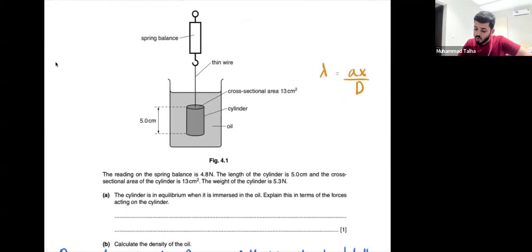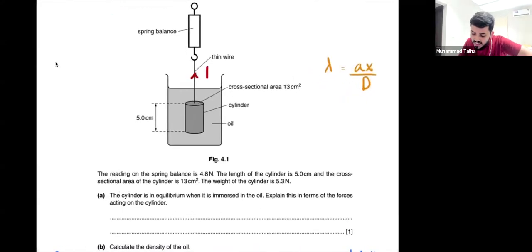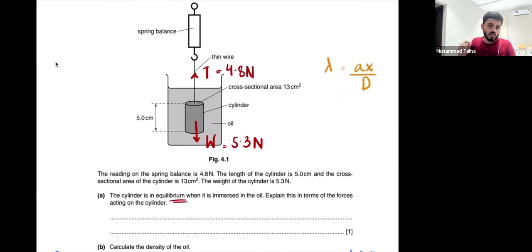The first thing you have to note is that what the spring balance reads is really the tension in the wire, which is 4.8 Newton. The length of the cylinder is given, the cross-sectional area is given, and the weight of the cylinder is also given. So the other force is this weight, which is 5.3 Newtons. Just by looking at this, you know that for this to be in equilibrium, there must be another upward force, and that should be equal to 5.3 minus 4.8, which is 0.5 Newton.